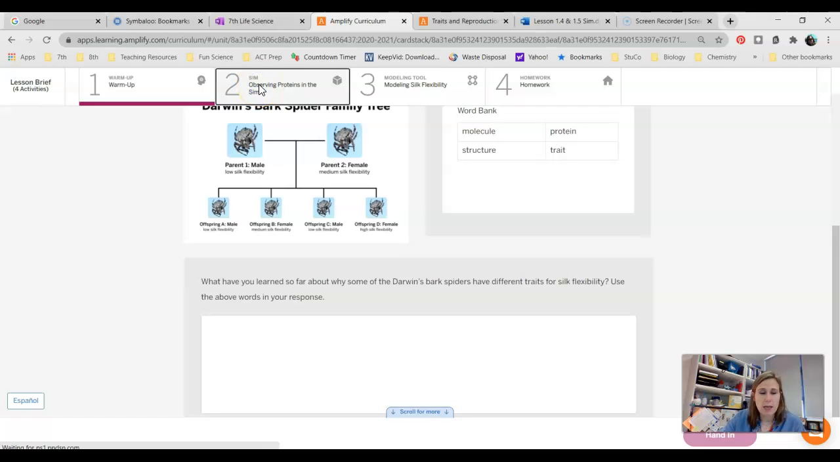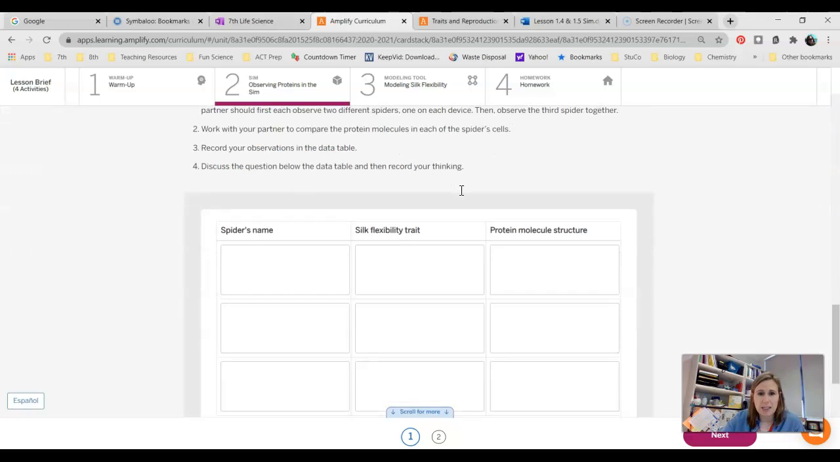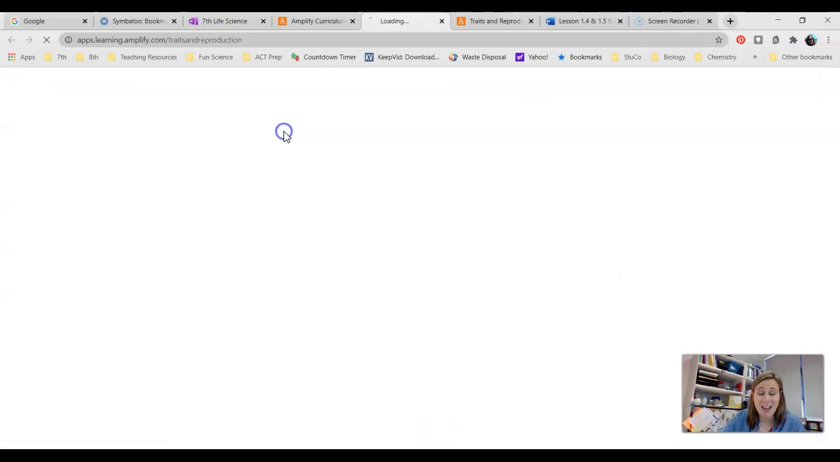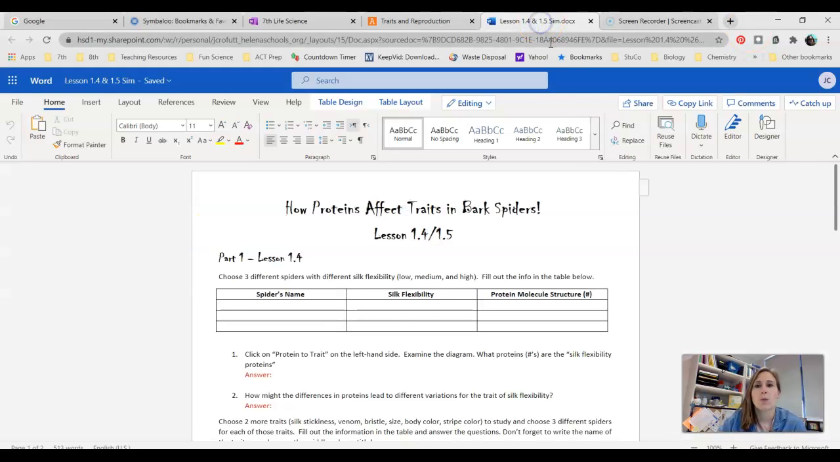All right, so go ahead, click on part 2. The only thing you need out of this is the simulation link. You guys are not filling out anything else in Amplify today other than that warm-up that we just did. Okay, so go ahead and open your traits and reproduction simulation. It looks like this. And then you guys can just exit out of Amplify. Okay, go into Teams Assignments, and today you guys are going to find this lesson 1.4, 1.5 simulation called How Protein Affects Traits in Bark Spiders.